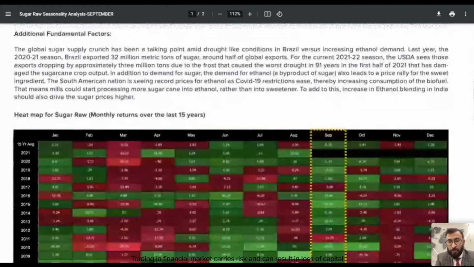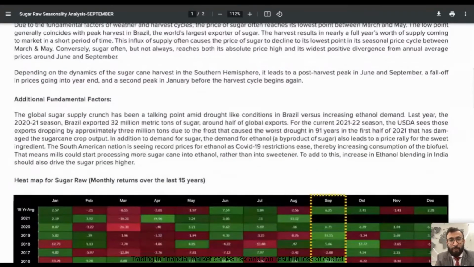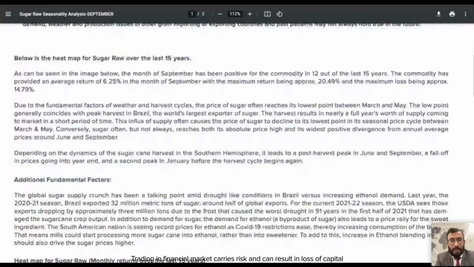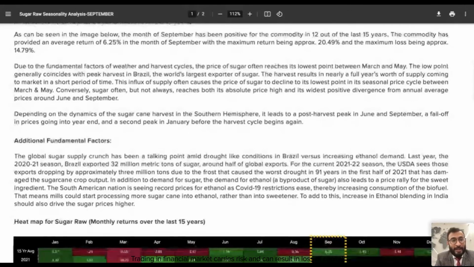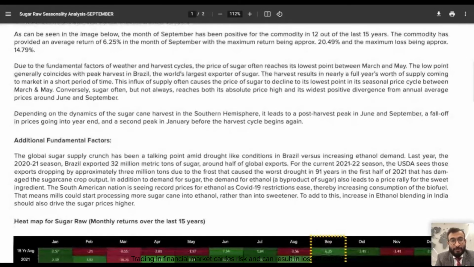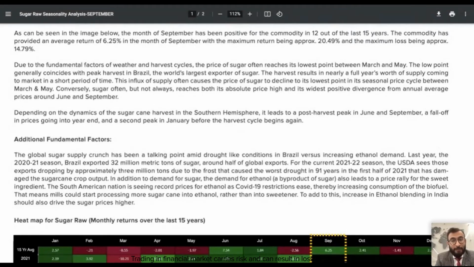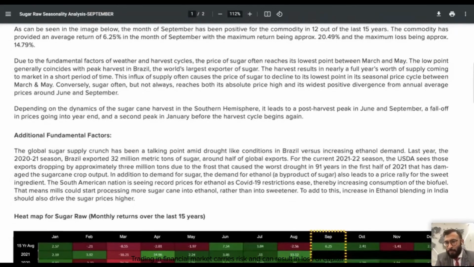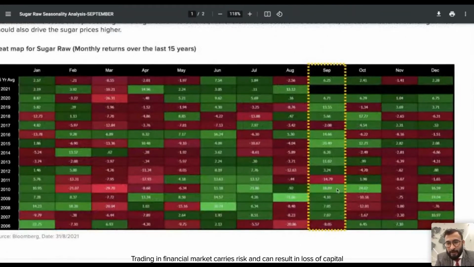I mean, currently we are looking at September because this is the month of September. We cannot go to June and do the trade, but right now it's September, so we are comparing that. September has been positive for the commodity 12 out of 15 years. The commodity has provided an average return of 6.2% in the month of September, with the maximum return being 20% in September and maximum loss being 14% in September. So it's very important information, right? If I look at September and I see the maximum red, I hope everybody can see this. Let me zoom this in.